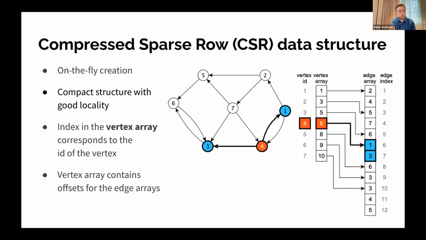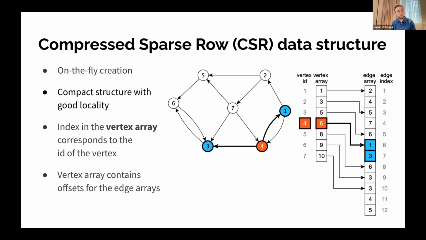And now to go a bit more behind the scenes, we change our graph into a compressed sparse row data structure. This is done on the fly for every query.